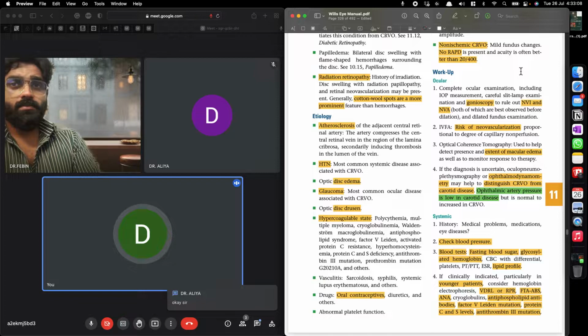What if the patient is having a macular edema as well? How will you treat this patient? CRVO plus macular edema, no NV. Whenever you think of macular edema, anti-VEGF. Yes, anti-VEGF is the correct answer. Can you tell me what is the dosage of anti-VEGF?